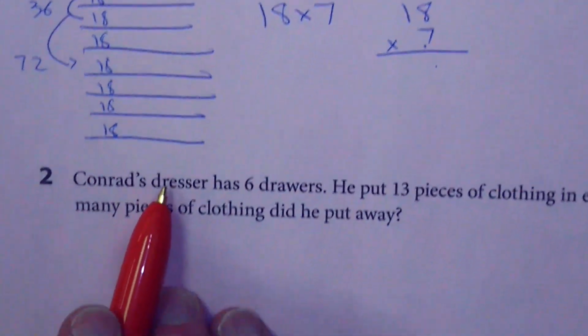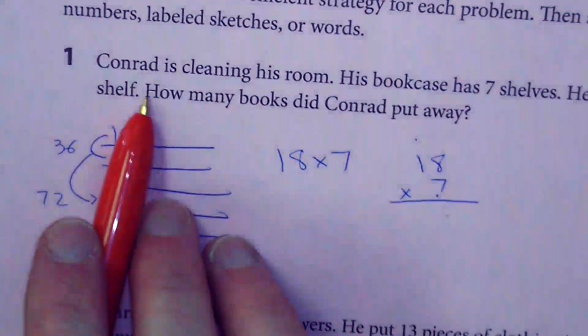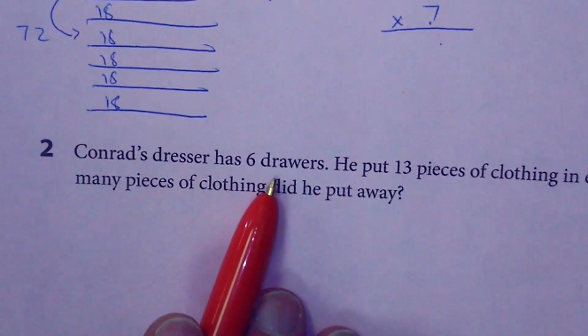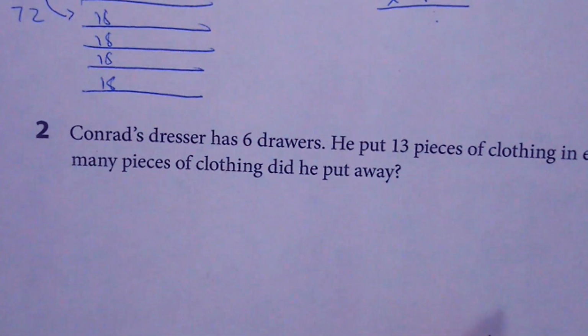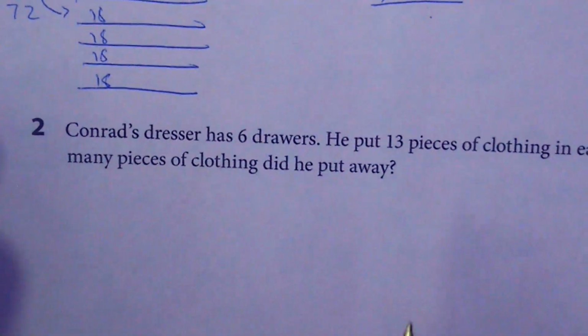Conrad's dresser has 6 drawers. By the way, you can pause this video anytime you need to. His dresser has 6 drawers. He put 13 pieces of clothing in each drawer. How many pieces of clothing did he put away?